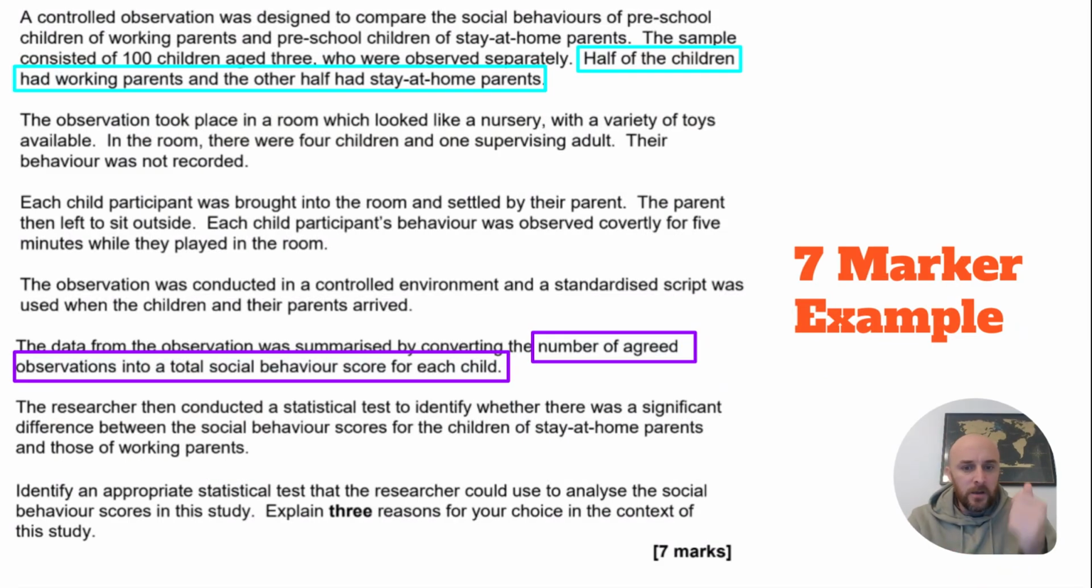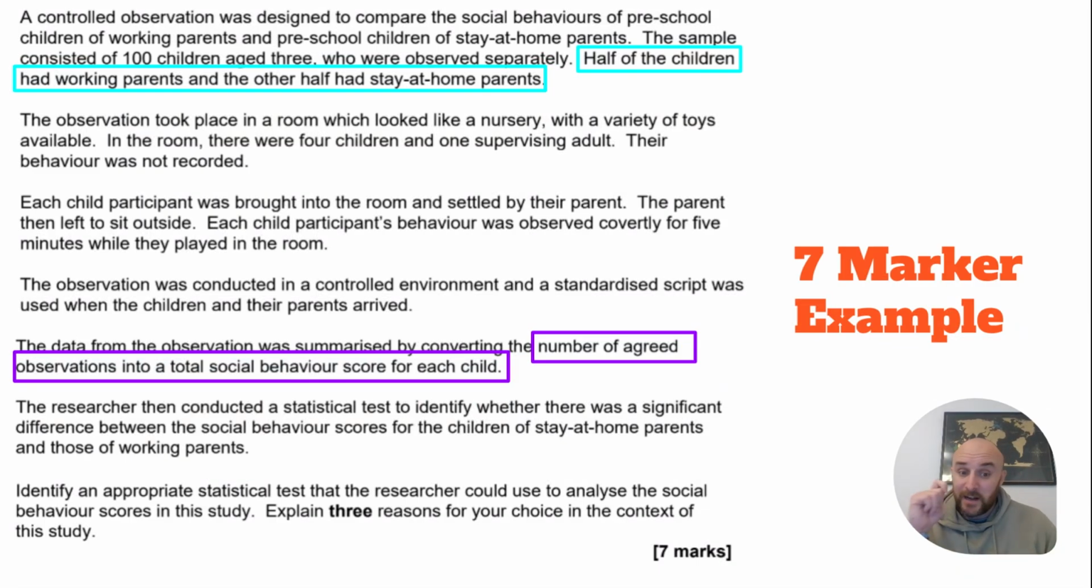Why? The number of agreed observations in the total social behaviour score. Ordinal data's got a true zero, a bit that you can't go below. You start off at zero social behaviours. If you're observing someone, they don't start on -7 social behaviours. That wouldn't make any sense. We start on zero. So for me, it's ordinal data plus. I won't go into the interval. I've got a better answer for that.